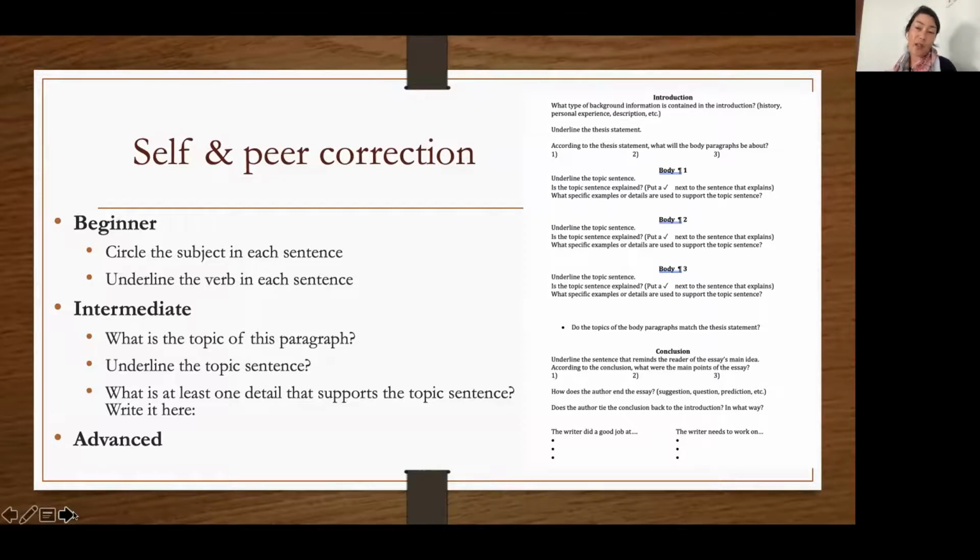It's not perfect, but at least they had a chance to get some feedback, a chance to look at their work and think about what needed improvement.